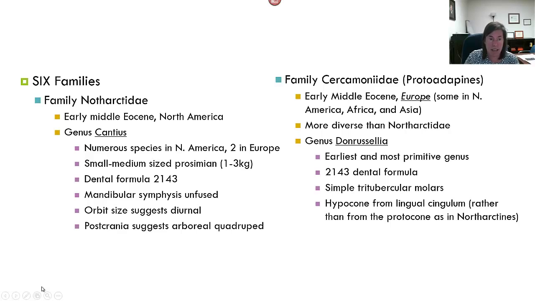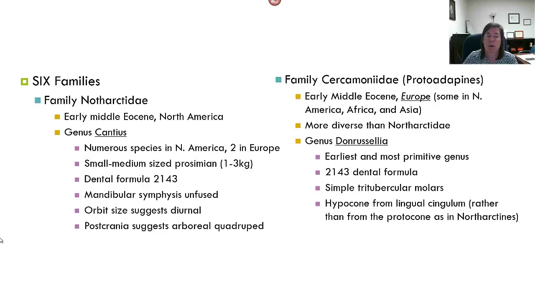So there are 6 families within the Adapids, and I'm going to go through each of them. So we have the family Notharctidae, and it's from the early Middle Eocene of North America, and the best known genus is Cantius. There are numerous species of Notharctidae in North America, and there are 2 of them in Europe. So it's a predominantly North American family.